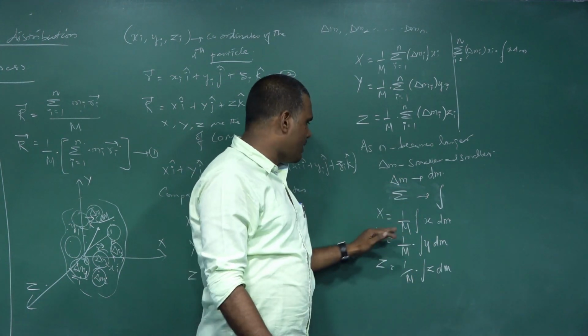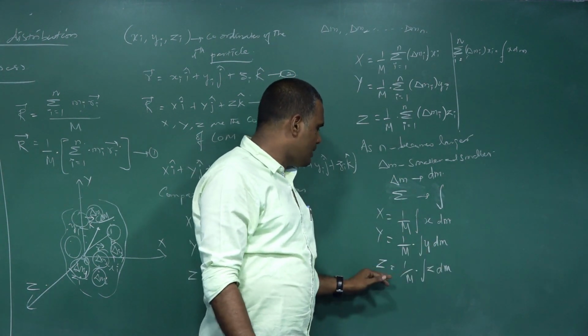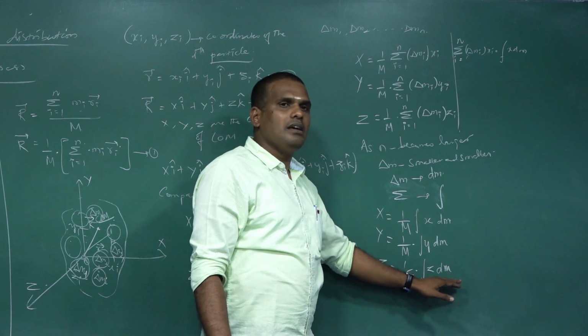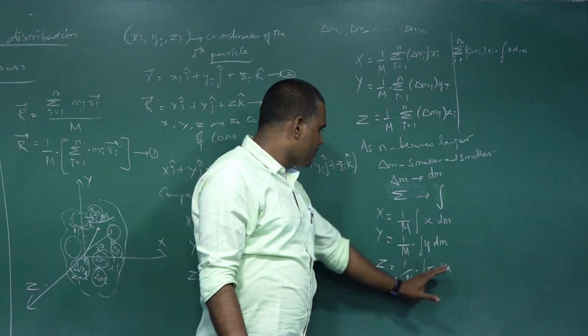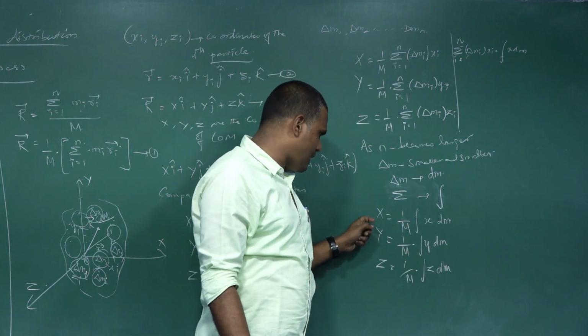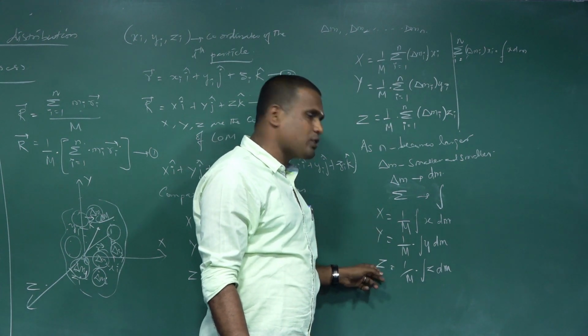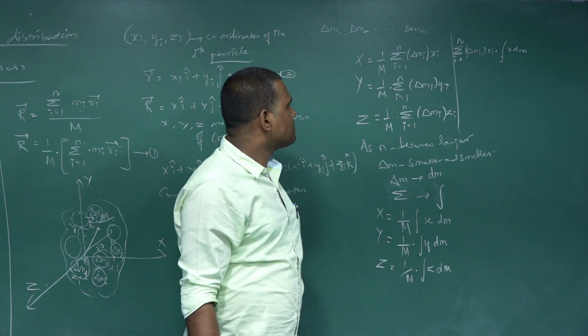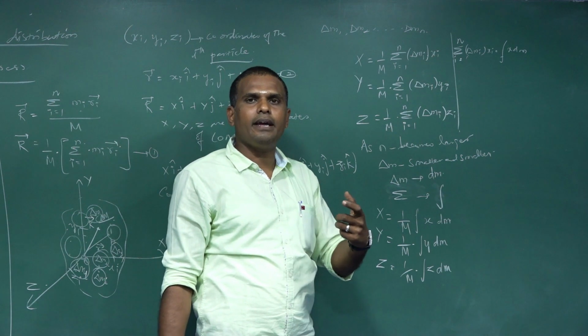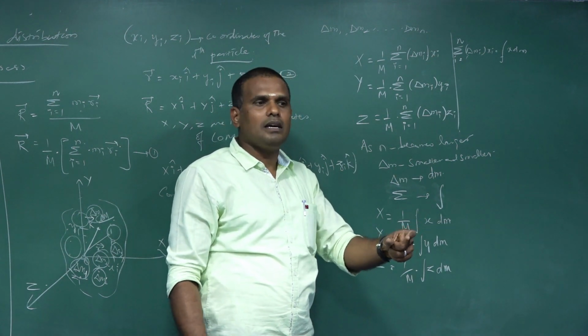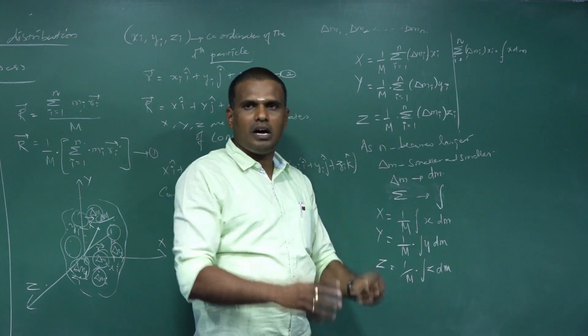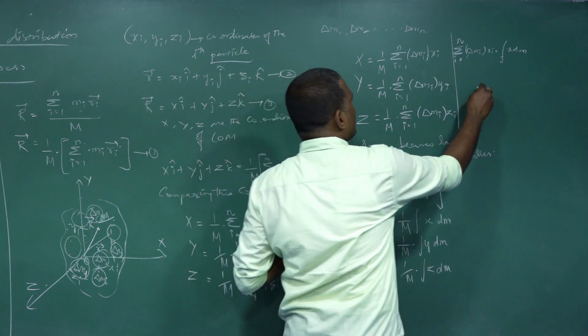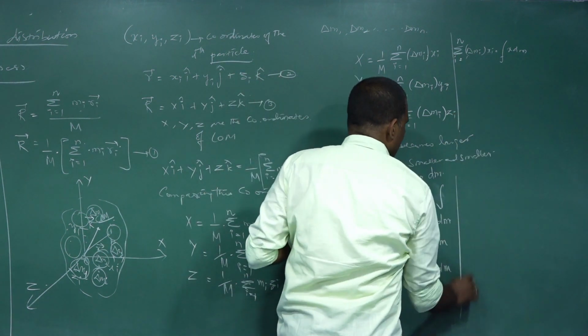That's the meaning. y equals 1 by M into integral y dm. z equals 1 by M into integral of z dm. These are all the position coordinates from x, y and z. In general, the position coordinate of the center of mass of the entire system from the origin can be represented as R vector. I can write this here.